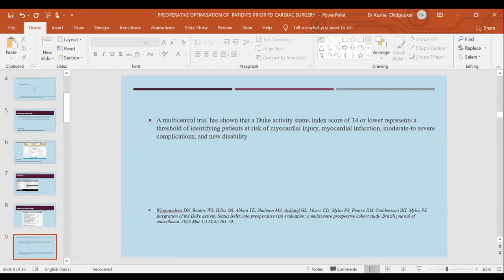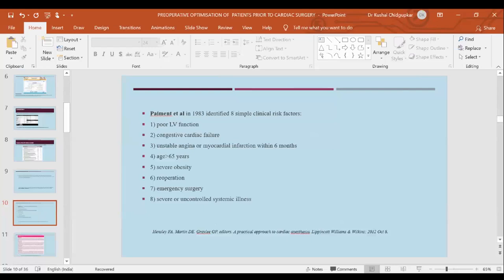Parsonnet et al. in 1983 identified 8 simple clinical risk factors: poor LV function, congestive heart failure, unstable angina or MI within the last 6 months, age more than 65 years, severe obesity, reoperation, emergency surgery, and severe or uncontrolled systemic illness.